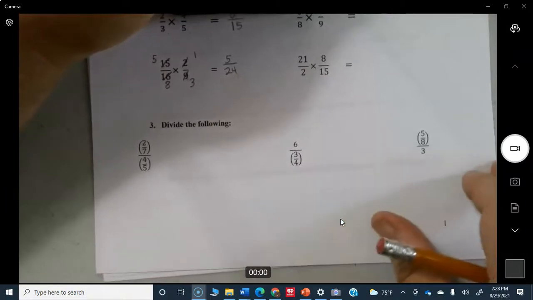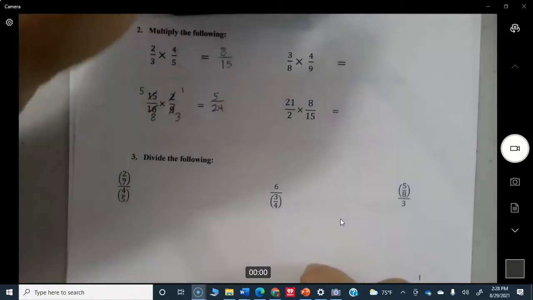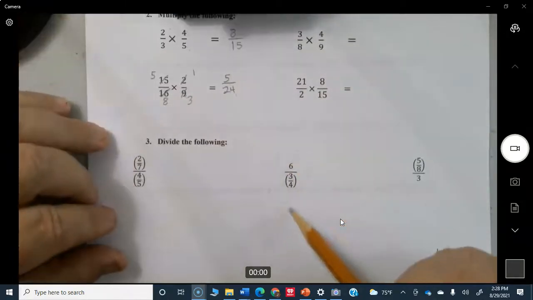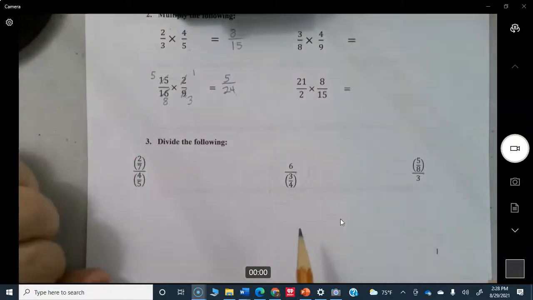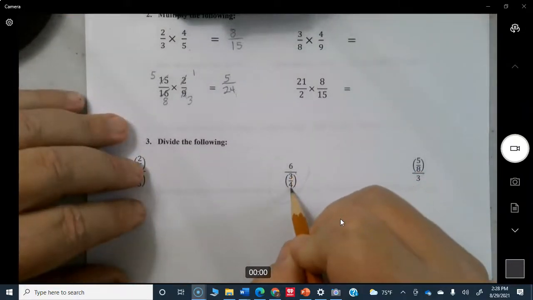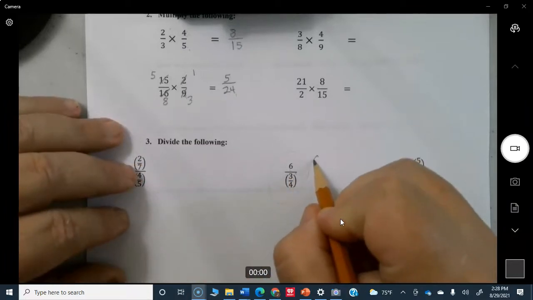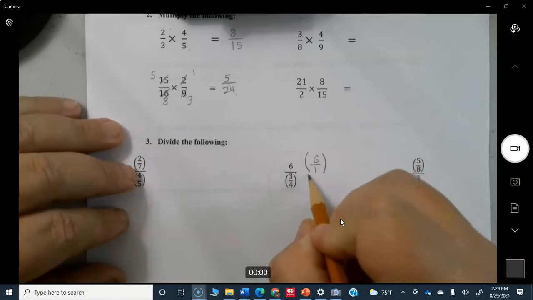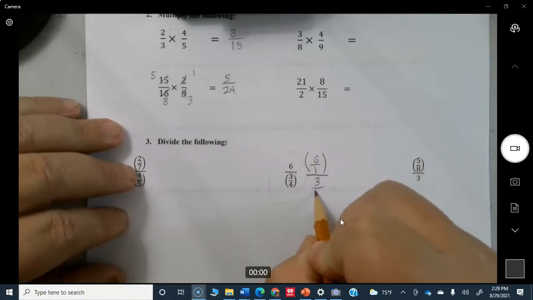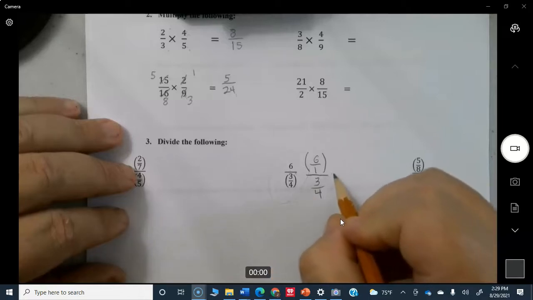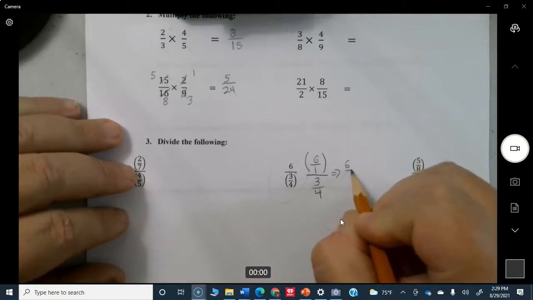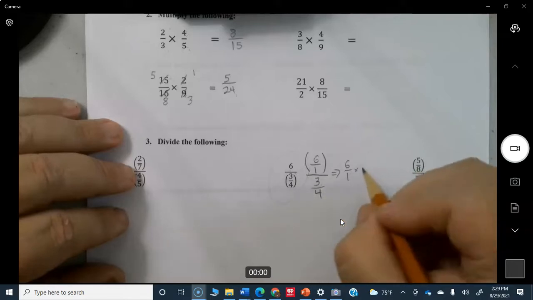Okay, let's come down and do one of these. I'm going to do this one. And if you can do this one, you should be able to do this one or this one. All right. So this has got a whole number over a fraction. The parentheses means that that's a fraction. That's a whole number. So we're going to change this to 6 over 1. So that becomes a fraction. 3 over 4. Okay. So that's going to give you 6 over 1 times, and you flip this and make it 4 over 3.